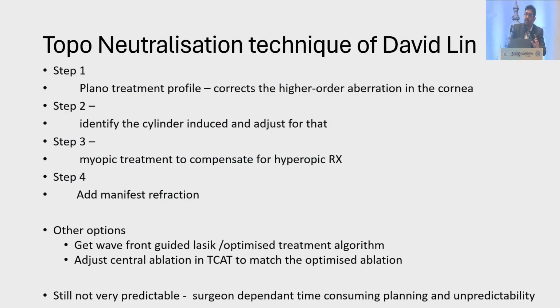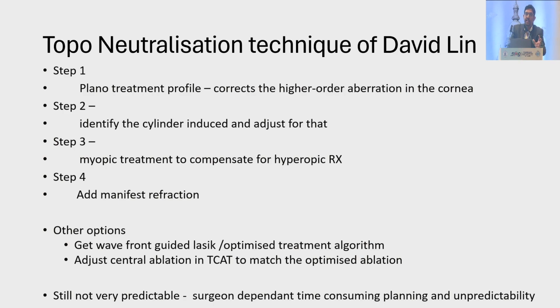So here is where, when the first papers on topography-guided treatment came in, David Lin mentioned topographic neutralization techniques, where you initially put the value in the modified column as 0, try to see what the laser is doing to correct the surface, identify any cylinder that it is inducing, add on the myopic treatment for the hyperopic correction that is induced by the laser, then add on the manifest refraction and adjust it. Unfortunately, at that point of time, people felt it is too complicated and it never took over.